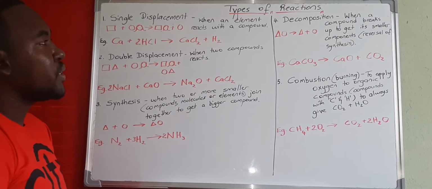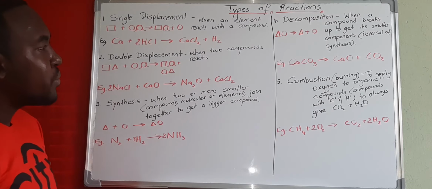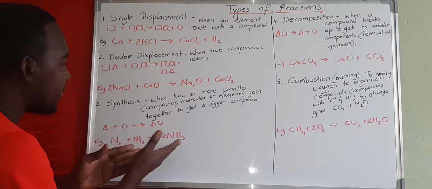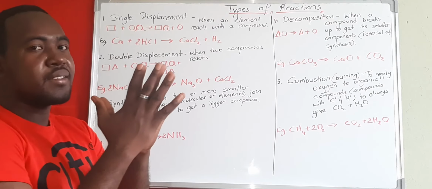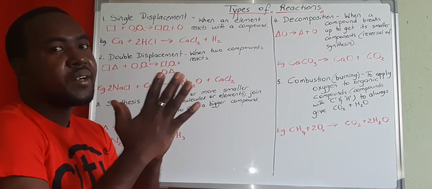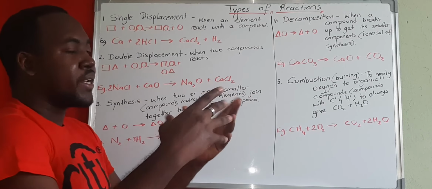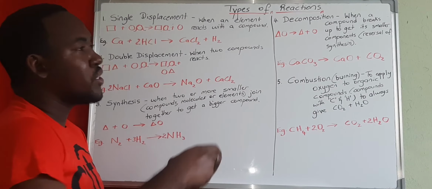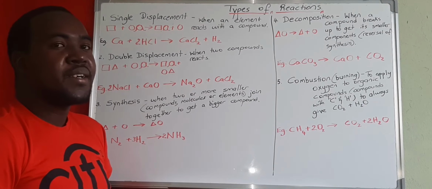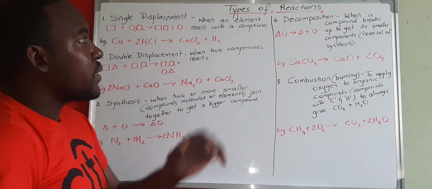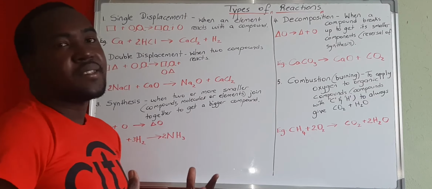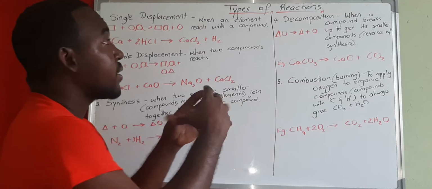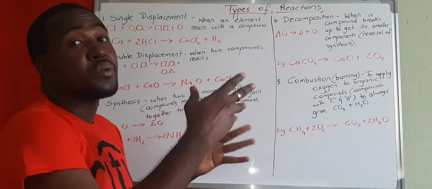And then decomposition. So decomposition now is the reverse of synthesis. So we start off with a bigger compound, and because of certain conditions, it will break apart to give you what actually created it in the first place. So with decomposition, it's normally heat or electricity or a catalyst that we use to break the compound in order to get the smaller ones from it.